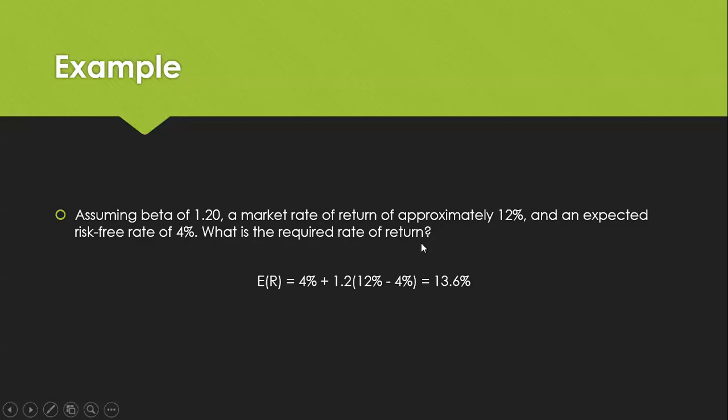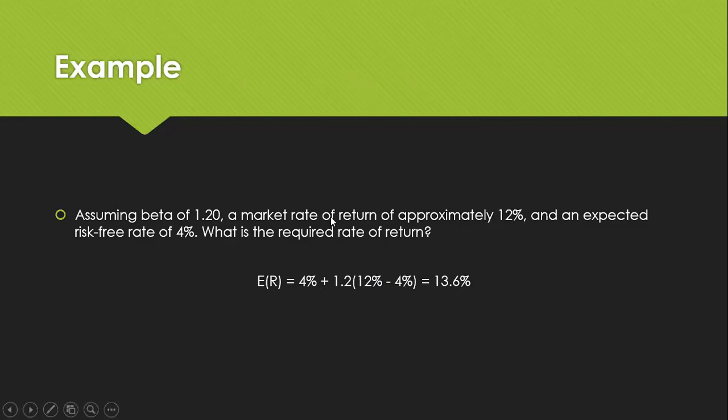Remembering our CAPM formula, return is equal to the risk-free rate plus beta times the market return minus the risk-free rate. Just substitute the factors with the actual numbers given. Here, the risk-free rate is 4%, plus beta, which is 1.2, times the difference between the market return of 12% and the risk-free rate of 4%. Try to solve it and see if you also get 13.6.